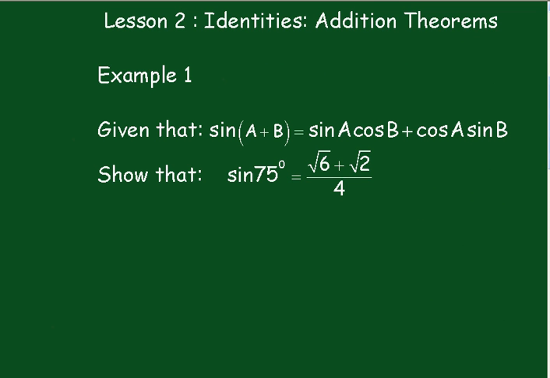Right, now here's an example. Example 1, given that sine of A plus B equals sine A cos B plus cos A sine B, show that the sine of 75 degrees equals root 6 plus root 2 on 4. Now what we'll do, we'll let A be equal to 45 degrees and B equal 30 degrees. Of course, we can see that the sine of 75 degrees will be equal to the sine of 45 degrees plus 30 degrees.